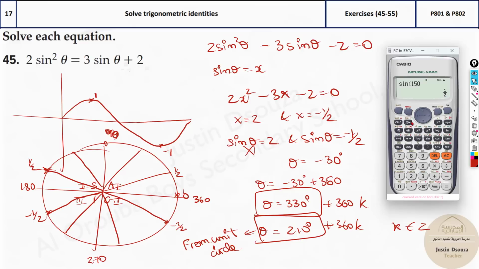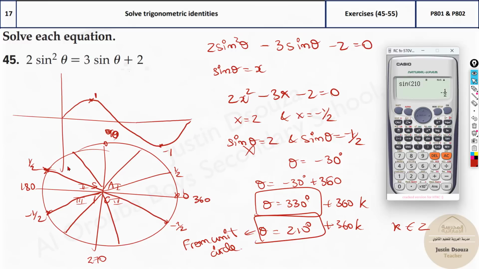So 150, you got again half. I want minus half, not at 180. But now if I do 210, I get it. See, I already have this, I can go here. Otherwise, an easier method is if you just know the signs of sine.